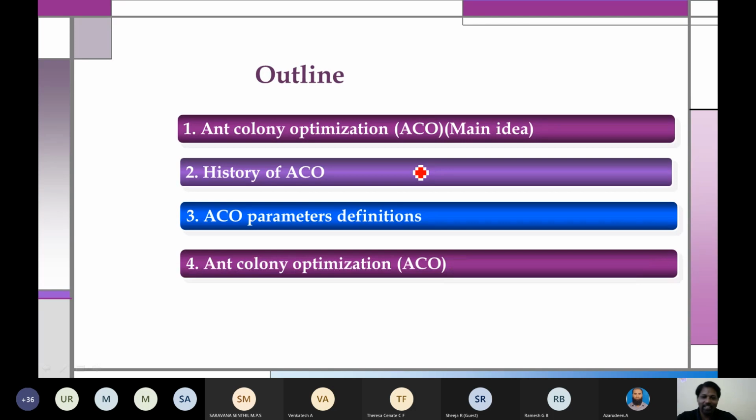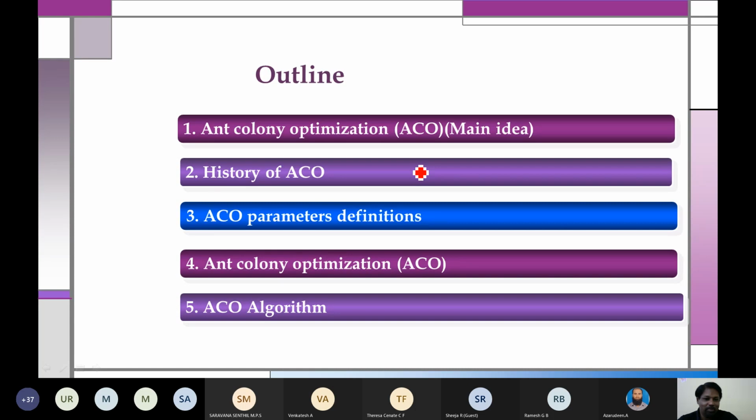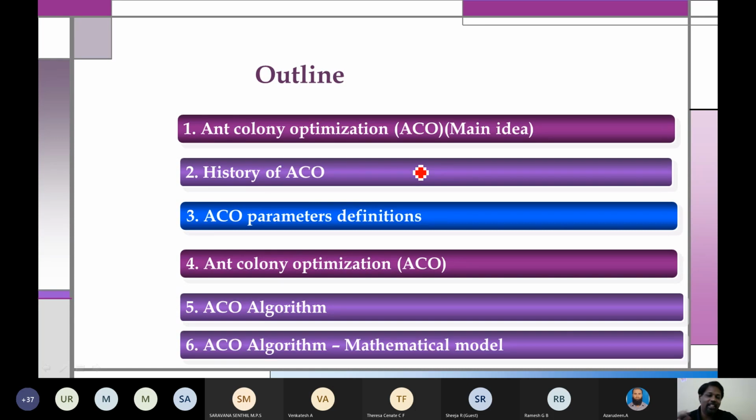So we'll see what are the parameters in ACO, ant colony. Then we'll see what is the exact explanation of ant colony optimization. And finally, if time permits, I'll just tell you the mathematical model. But it's a generalized example, not with respect to power electronics or power system, just with respect to generalized expressions. I'll tell you how to model this ACO. Okay. So these are the things which we are going to see for the next 1.5 hours.